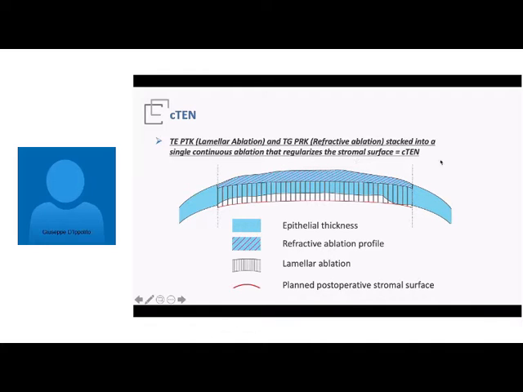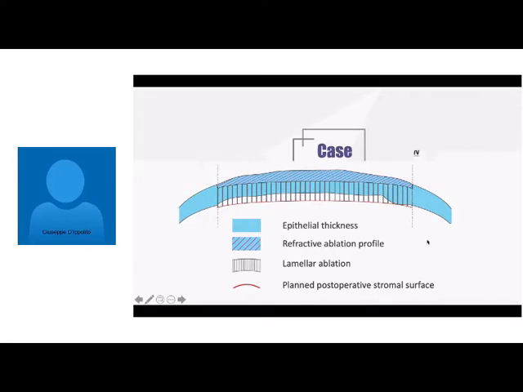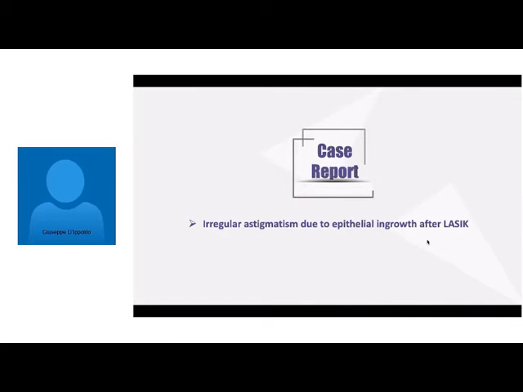And we have a single continuous ablation that regularizes the stromal surface. So the red line is the stromal surface, all this underneath is stroma. So this is our new surface that will occur in this irregular case. So this is all to explain the background for our case report.